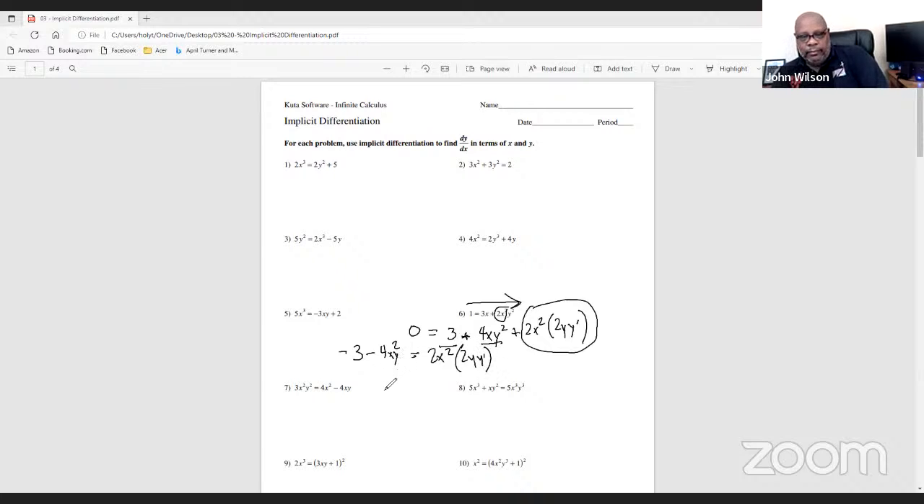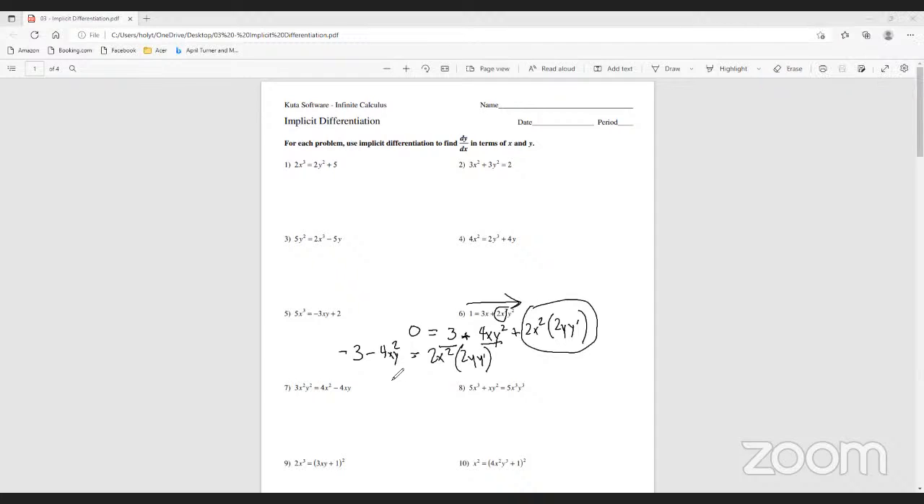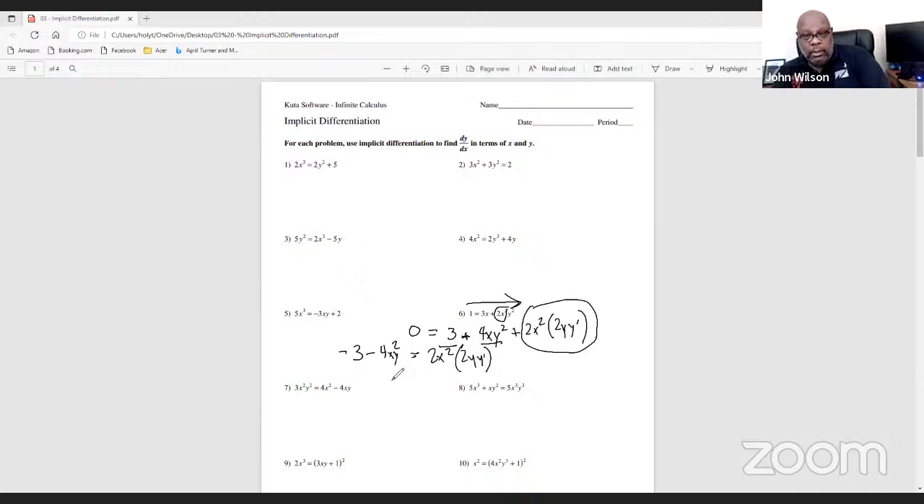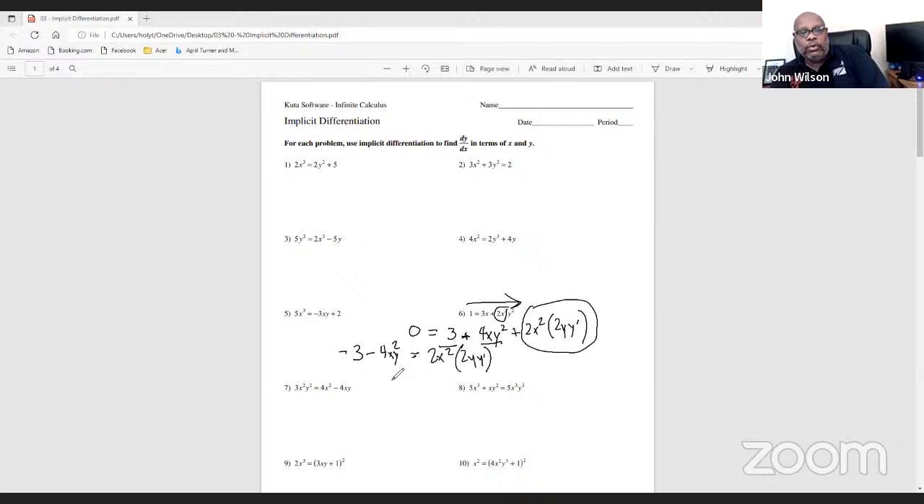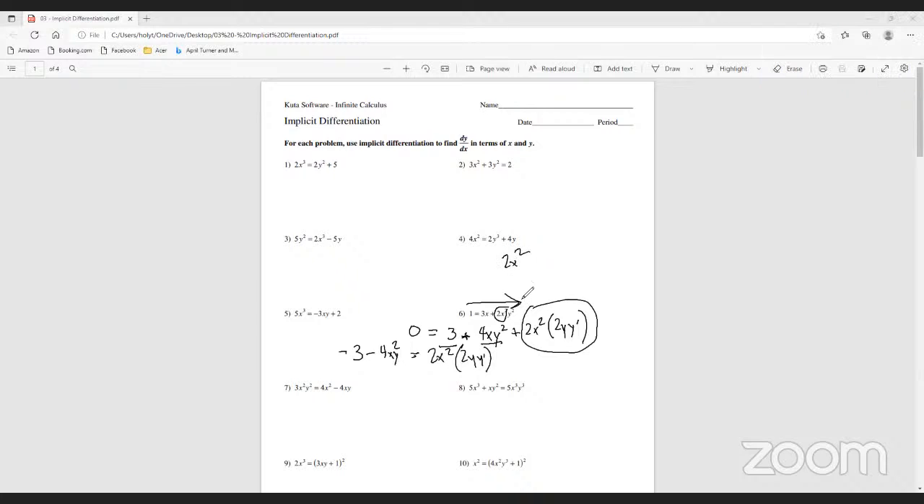That's good. So would you not do the power rule on 3x plus 2x squared y squared? You wouldn't go into the power rule in the original equation. You would just go straight into the product rule, right? So we do the product rule. In doing the product rule, we have to use the power rule on 2x squared. Right. Okay.